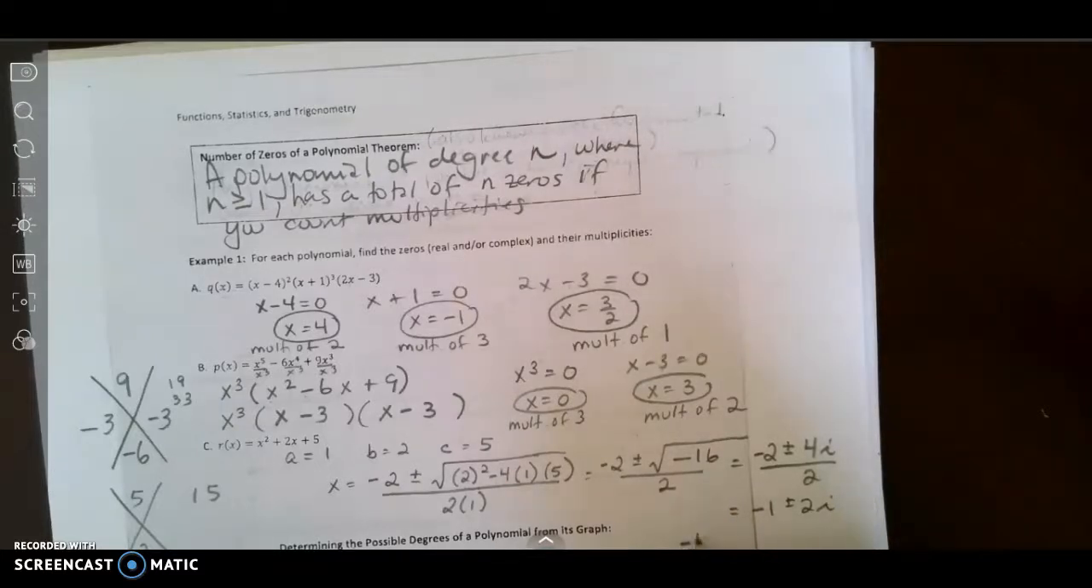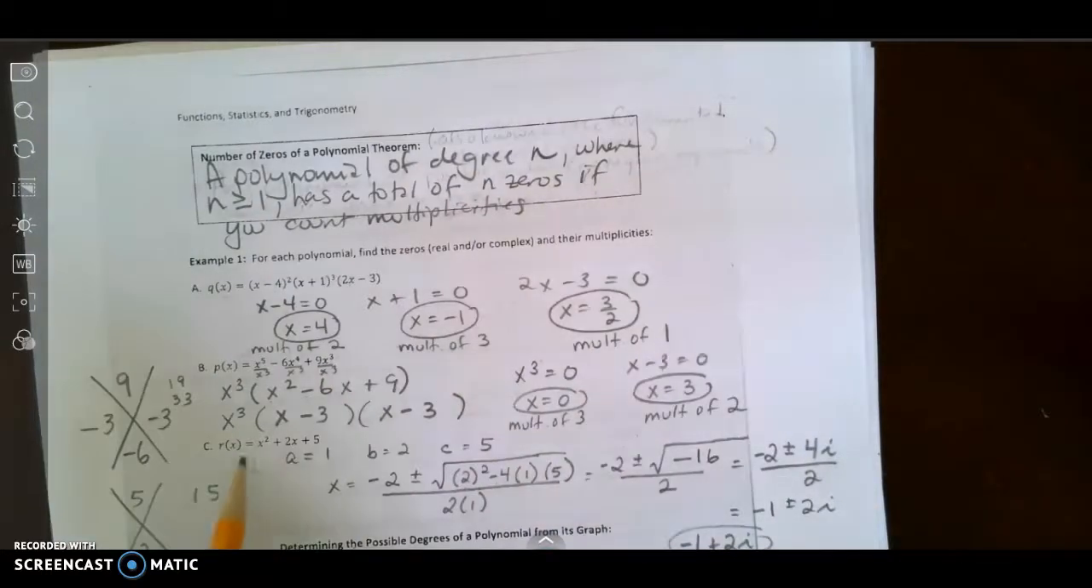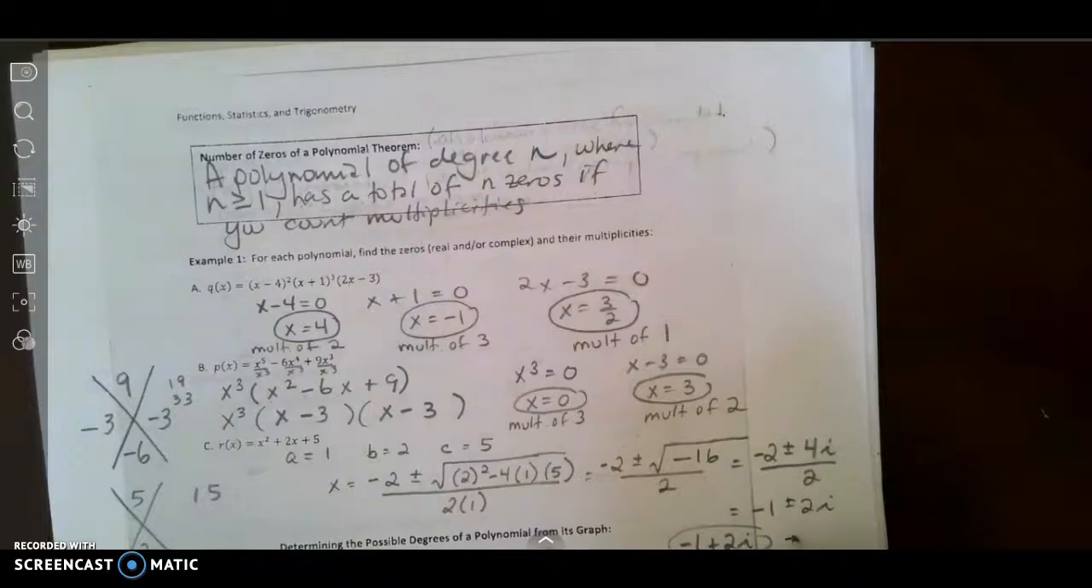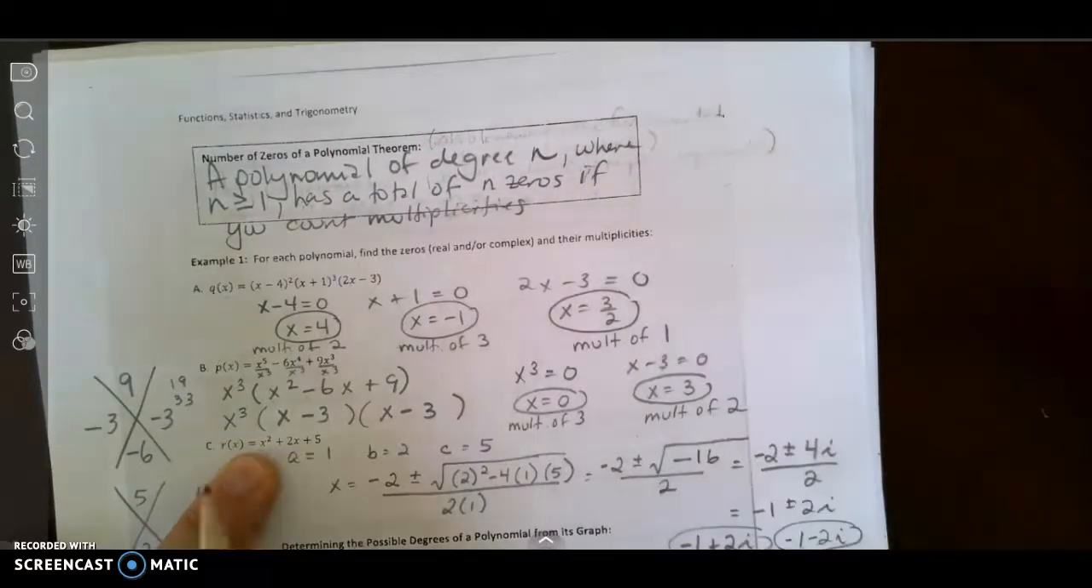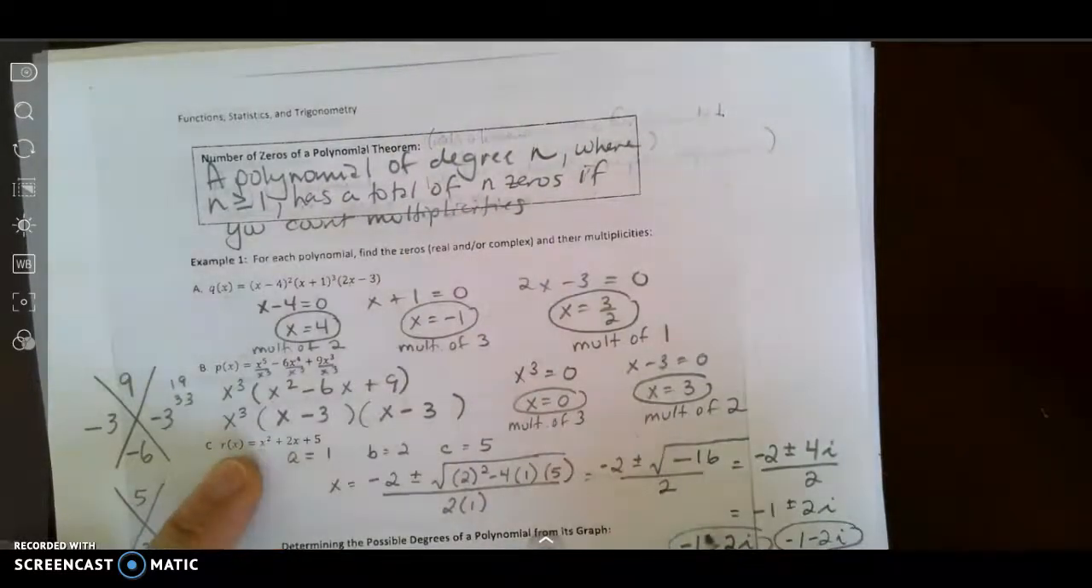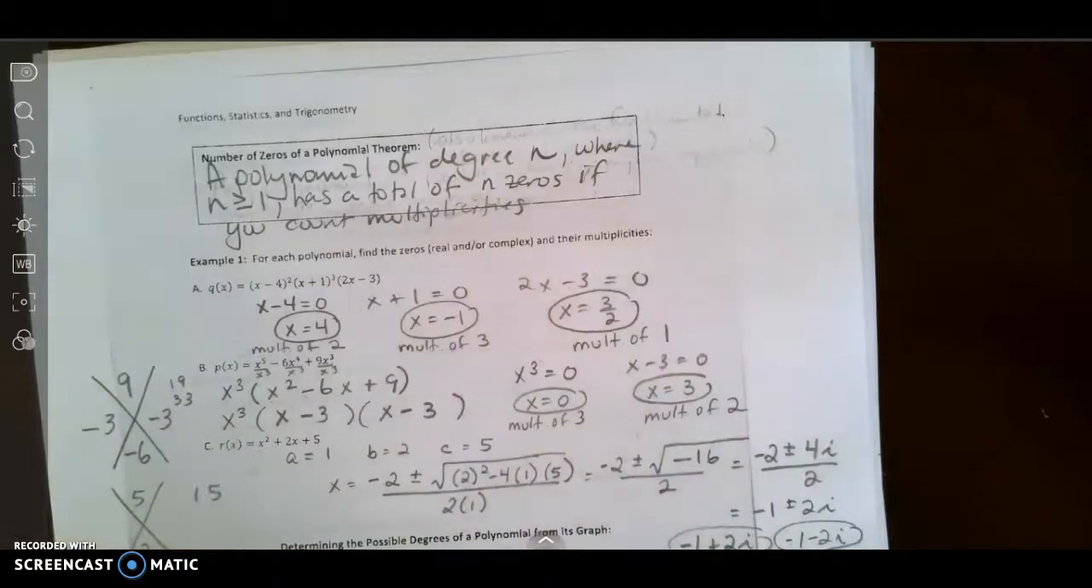So negative 1 plus 2i is a zero with a multiplicity of 1. Because this is an x squared, negative 1 minus 2i is my other factor. Since I have two factors and I can only have 2 total, each of these must only occur one time. So I have 2 solutions, each occurring once.